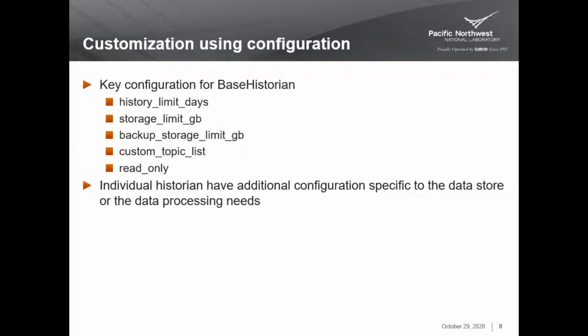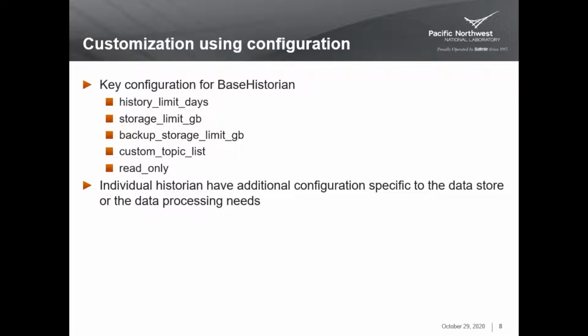First is history limit days. This limits how far back the historian will keep data in days. For example, you could configure your historian to keep only the last 365 days of data, and the historian will automatically delete anything older than this.